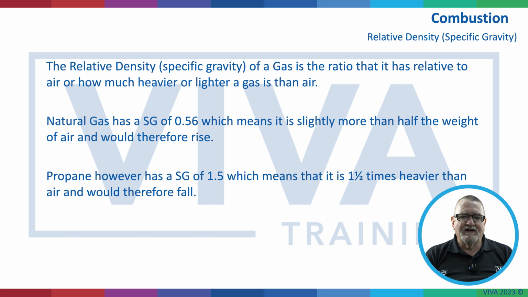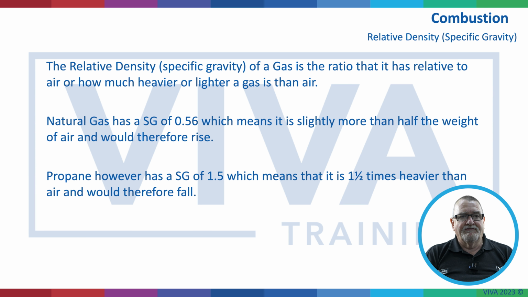One of the things about natural gas, we talk about relative density or specific gravity. If we think about air, air's all around us, that's got a specific gravity or relative density of 1. Anything below 1 is lighter than air, so it will rise. Anything heavier than air will fall. So natural gas has a specific gravity of 0.56. That means it's just about half as heavy as air, so it's going to float.